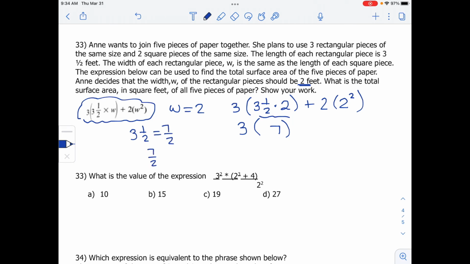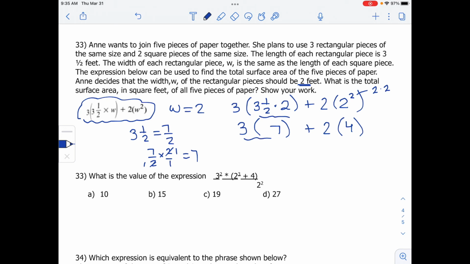And 7 over 2 times 2 over 1, we can cross reduce here. That gives us 7. So that's where the 7 comes from. And in this set of parentheses, 2 to the second power is 2 times 2. That's 4. All right, there's no more exponents. Parentheses are cleared. Next, we're going to do multiplication.